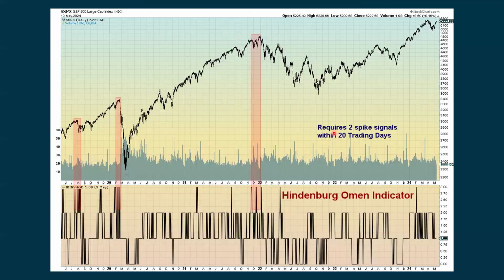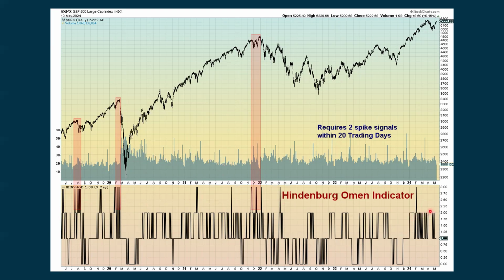And this is a thing called the Hindenburg Omen, and the perma bears just love this thing. They even love to mention it when we're getting close to this. This is currently not generating a signal right now. We've had some, and that's when you see these spike ups in the top area here in the indicator portion of the chart. But what has to happen is when you see one Hindenburg Omen, a spike up, within 20 trading days, there has to be another one. And we had one generated back in February, but then there was not a confirming signal.